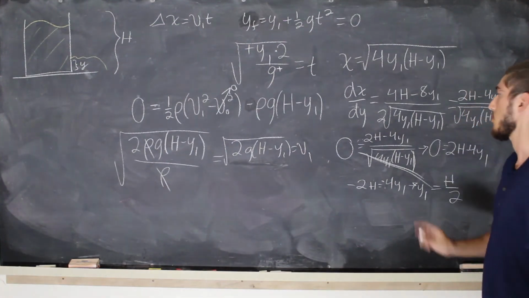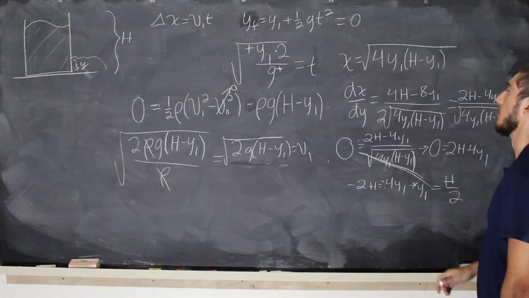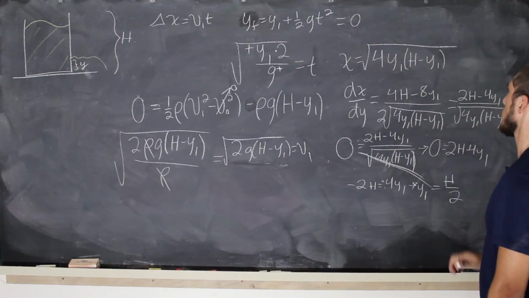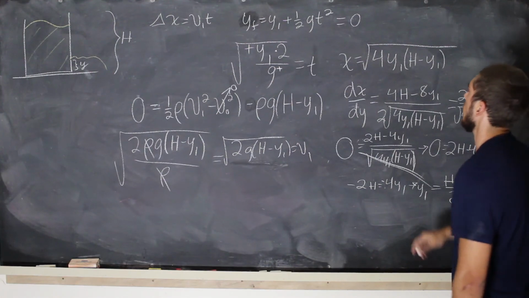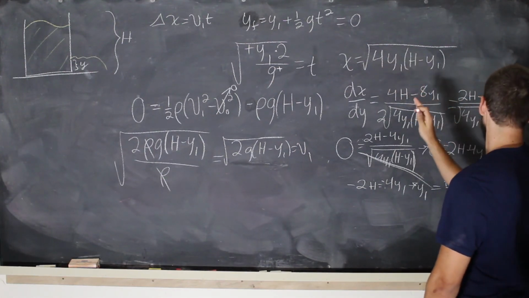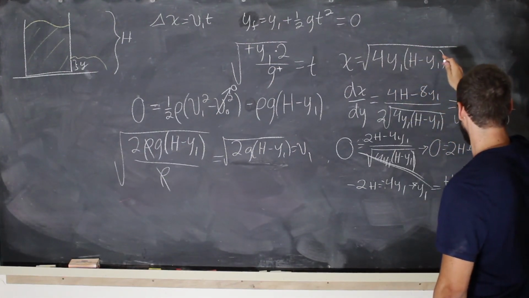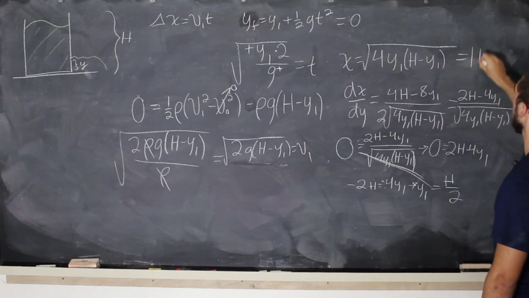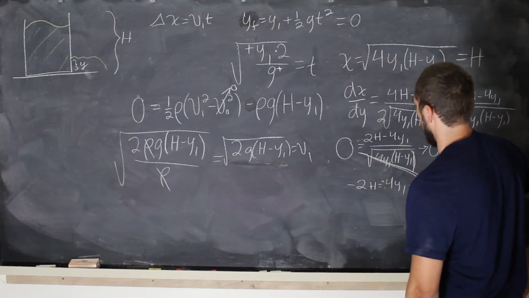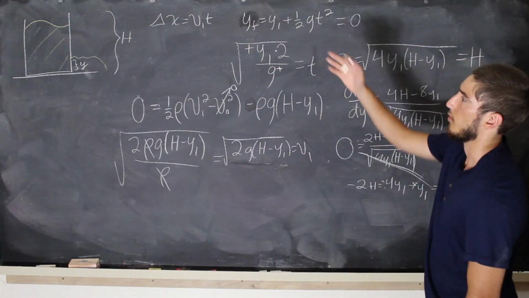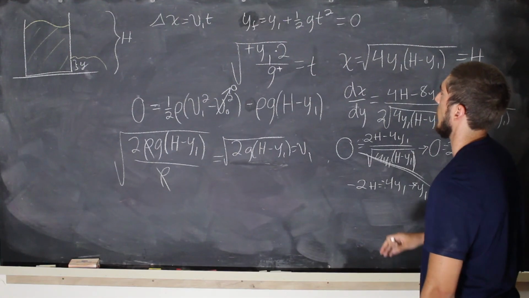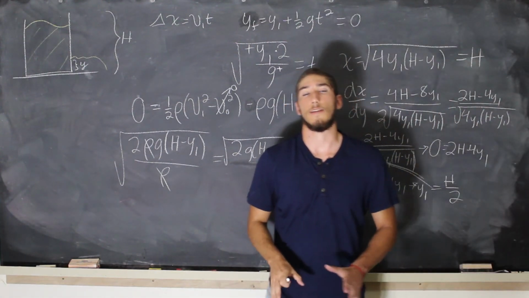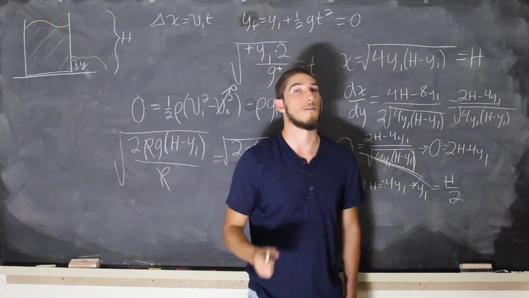So at h over 2, the x is going to be at a max, and when we plug in h over 2 for y1, we're going to get 2 times the square root of 0.5 h squared, which is equal to h. So the y is going to be half of the vertical height, and the maximum x distance is going to be h. In any case, this has been the example video for fluids. Hope to see you in the next concept video.